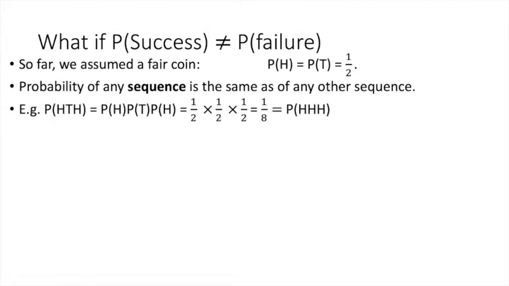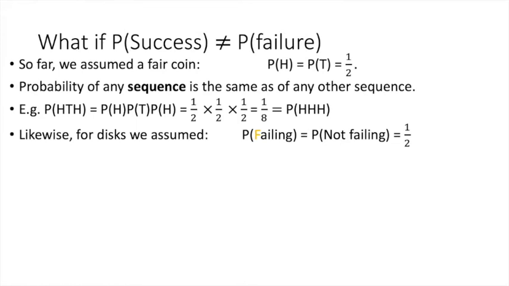For example, what is the probability of seeing a head followed by a tail followed by a head? And that equals the product of their individual probabilities, which equals 1/2 times 1/2 times 1/2. And that produces 1/8. Now you can verify yourself that probability of finding another sequence such as head, head, head is also the same. We just substitute the probabilities of getting a head 3 times.